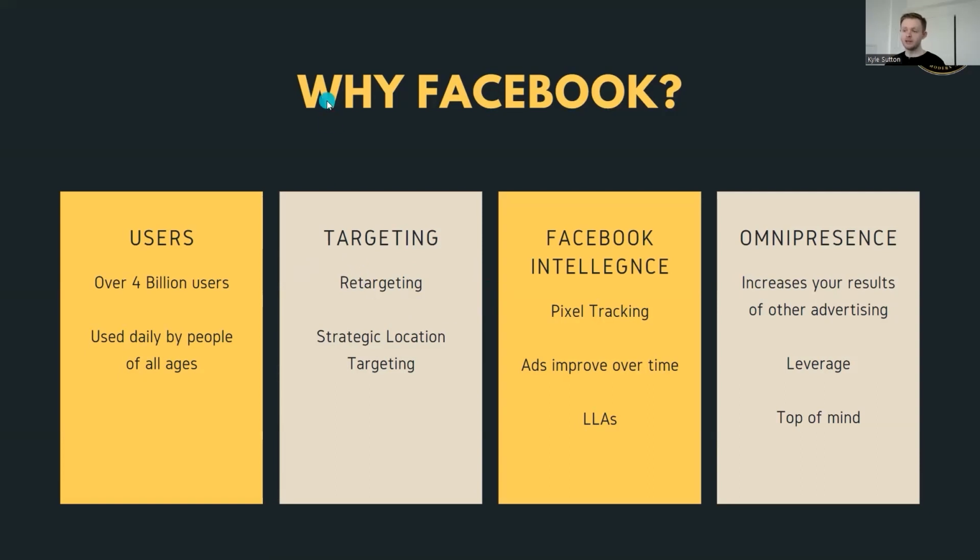The other one is the ability to do strategic location targeting. I know a lot of agents right now that are down in places like Texas, Florida. There's a lot of people moving from California. So a lot of agents are able to target locations like California for people that are moving down to Texas, and they're able to target that market, which is a huge opportunity.